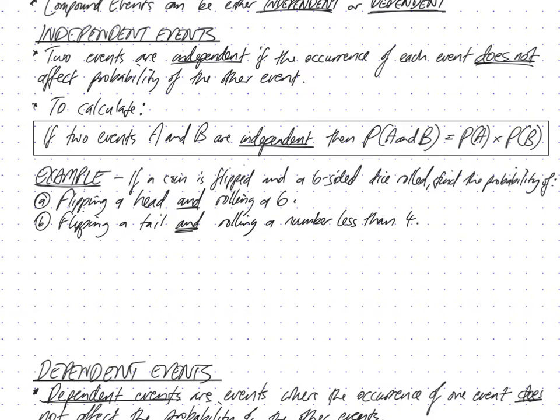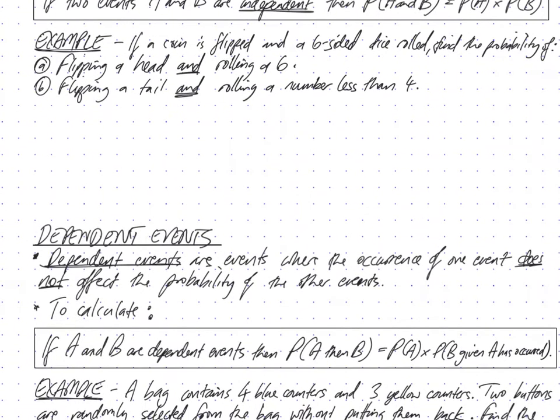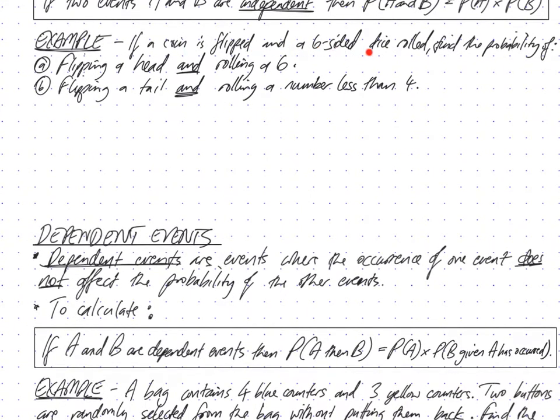So if I have an example here, if a coin is flipped and a six-sided dice rolled, what's the probability of flipping a head and rolling a 6, and flipping a tail and rolling a number less than 4? So how do I know this is independent? Because the two things that can happen are completely separate to each other. A coin is flipped, and whatever happens on the coin, whether it's heads, it's not going to determine what's going to happen on that six-sided dice. So that's how I determine that they're independent.